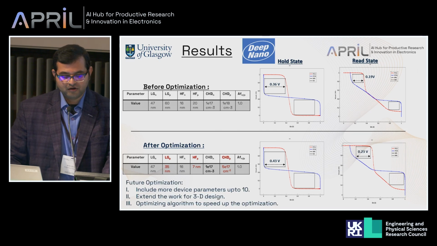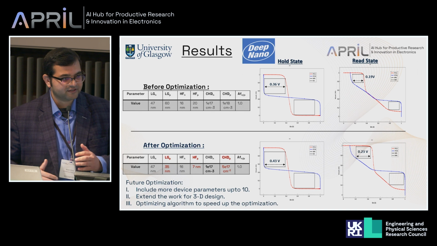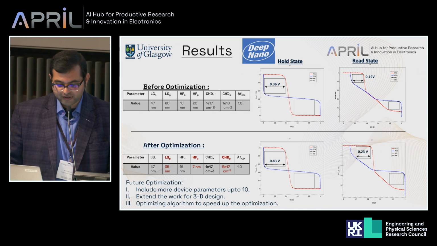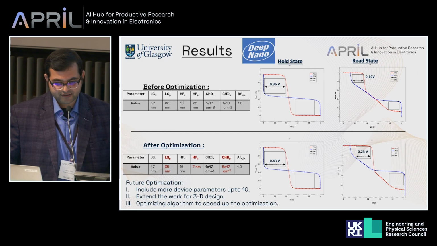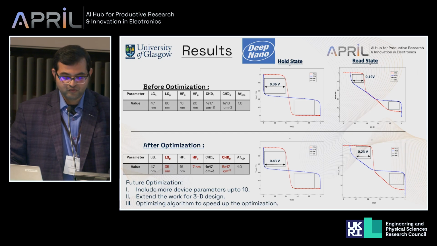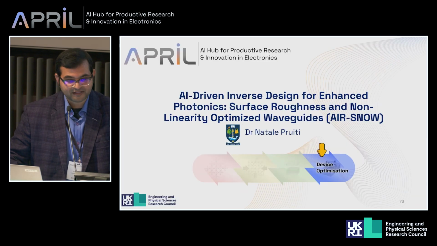For the future optimization, we are looking to increase the number of parameters, because as you increase the number of parameters, your algorithm will become a bit more complex and it will take more time. We also want to extend this work to a 3-dimensional design, and again to better optimize our algorithm to speed up the optimization process. So these are the future optimization things. Thank you so much.